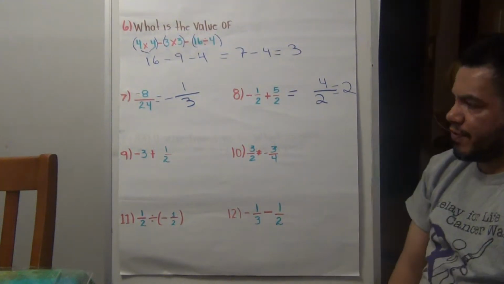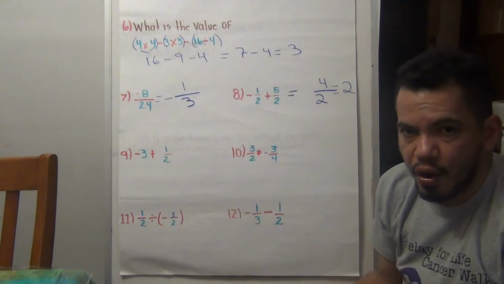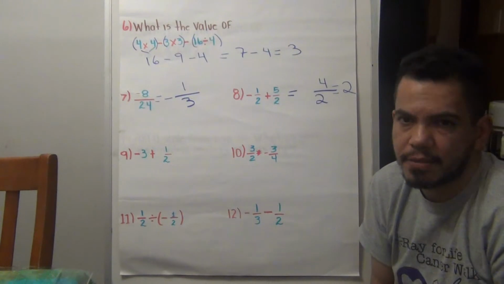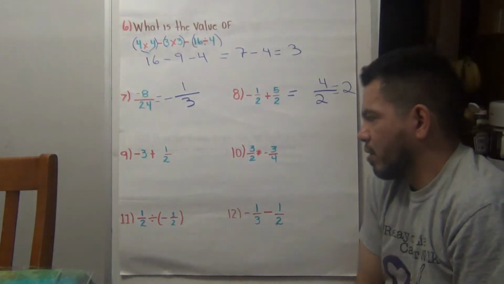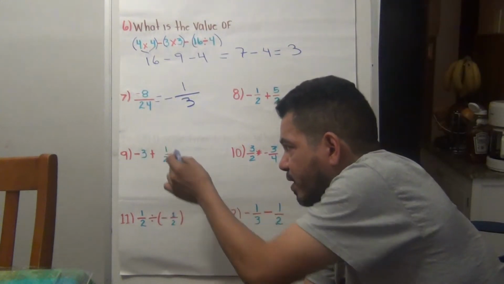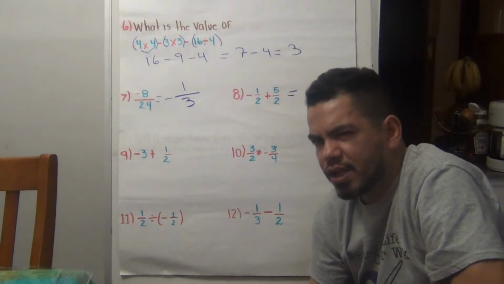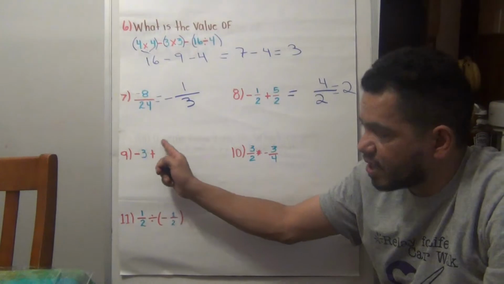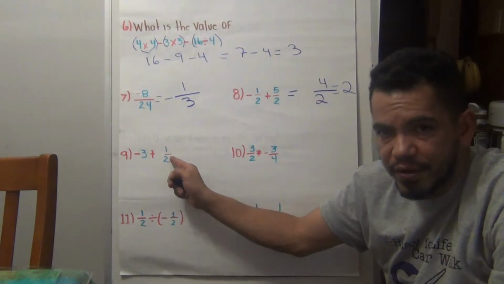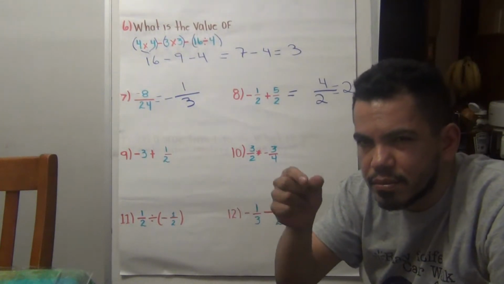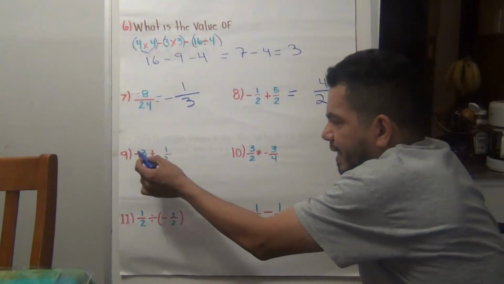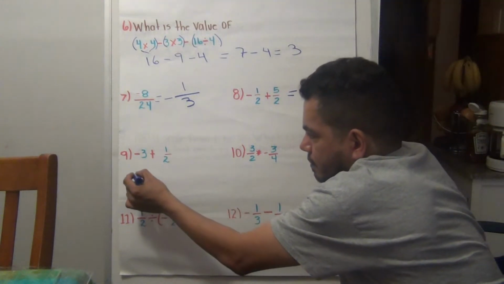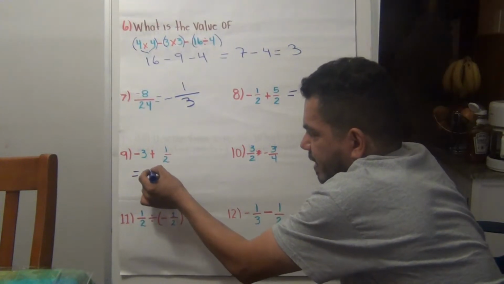Now, do me a favor. You need to try this on your own, and then you pause the video, and then we could check to see if you got the right answer or not. Okay. Negative 3 plus 1/2. I could tell you right now, negative 3 is larger than 1/2. 1/2 is 0.5. So I'm gonna try to tweak it a little bit. Negative 3 plus 0.5 is negative 2.5.